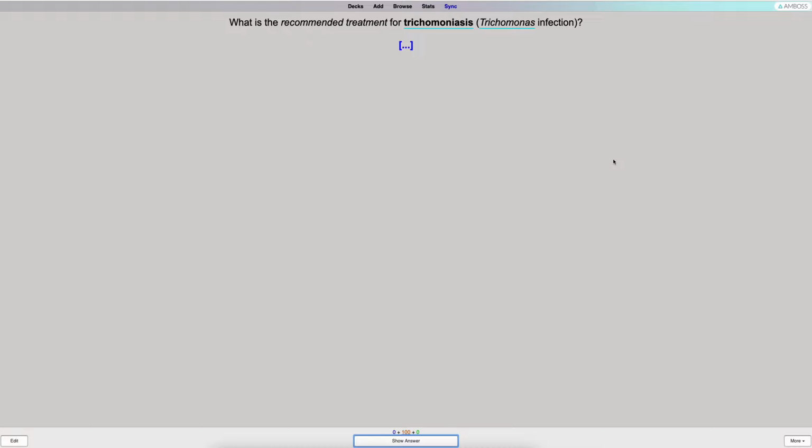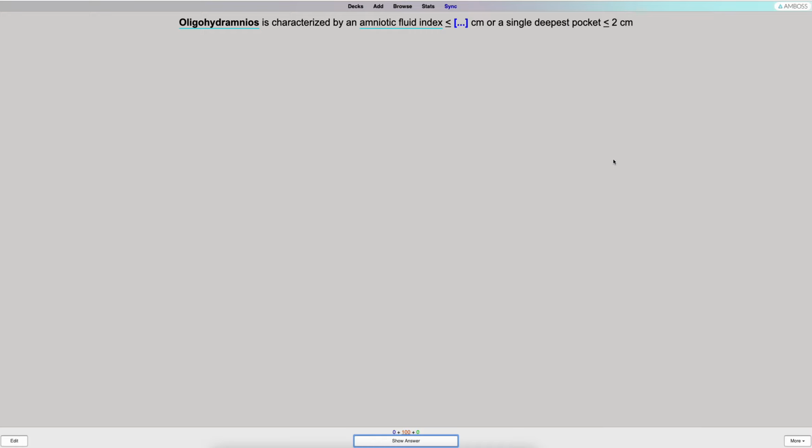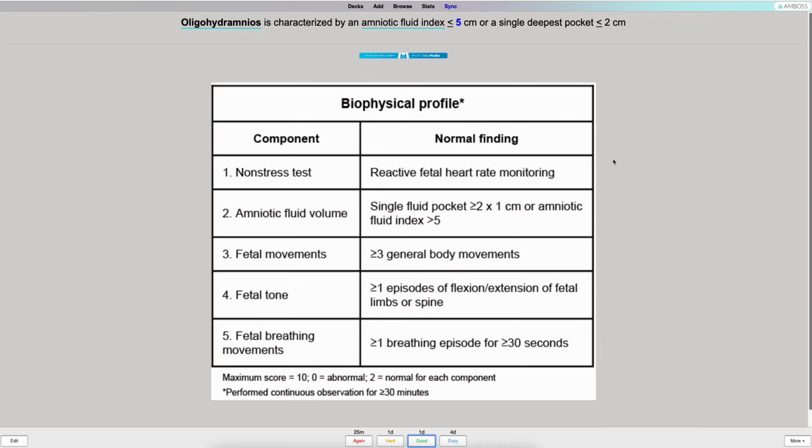For trichomonas infection, you want to give them oral metronidazole. Fluconazole is for Candida. Oligohydramnios is characterized by amniotic fluid index less than 6 centimeters, single deepest pocket less than 2.